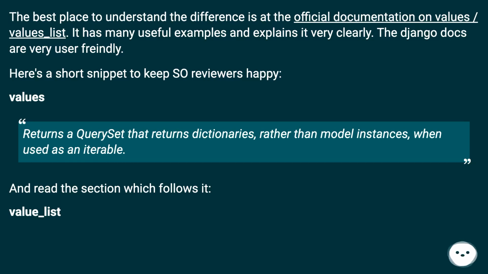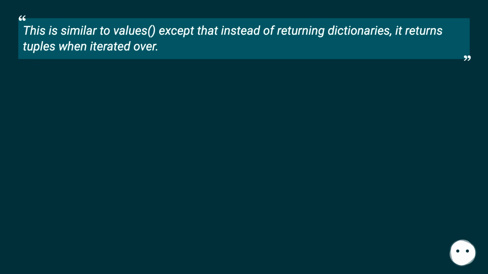Values returns a query set that returns dictionaries rather than model instances when used as an iterable. And read the section which follows it, values_list. This is similar to values, except that instead of returning dictionaries, it returns tuples when iterated over.